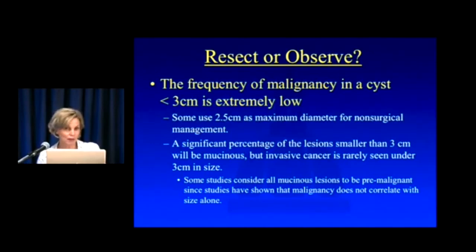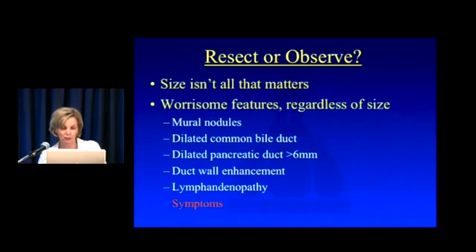But some of those will actually still be mucinous and would have malignant potential. But since actual invasive cancer is uncommon in lesions less than 3 centimeters, even if you had a 2 centimeter mucinous cystic tumor, it may be okay to follow those until they reach the threshold of 3 centimeters, if they do. Other studies suggest that all mucinous tumors are premalignant and need to be treated aggressively. So it really depends on where you are and how comfortable your surgeons are at following things that could be potentially malignant. But size isn't all that matters, right?